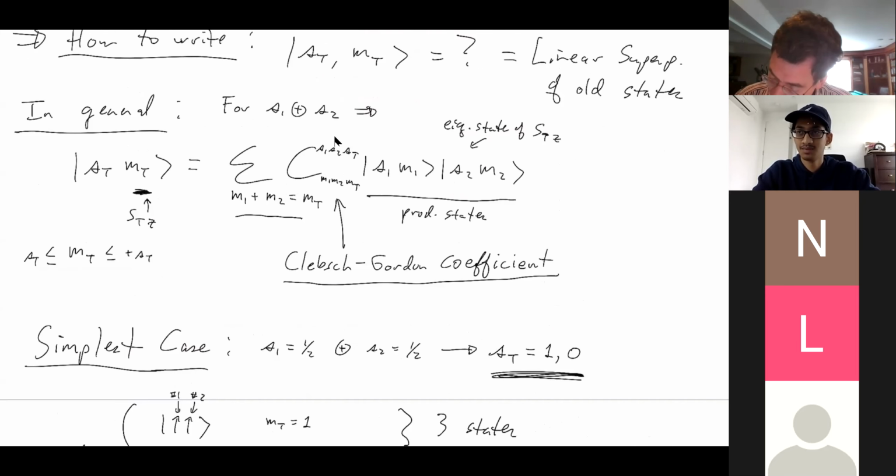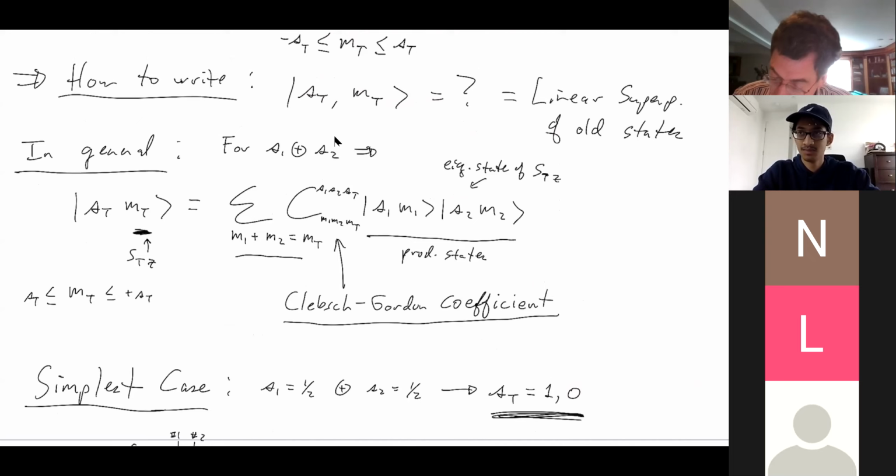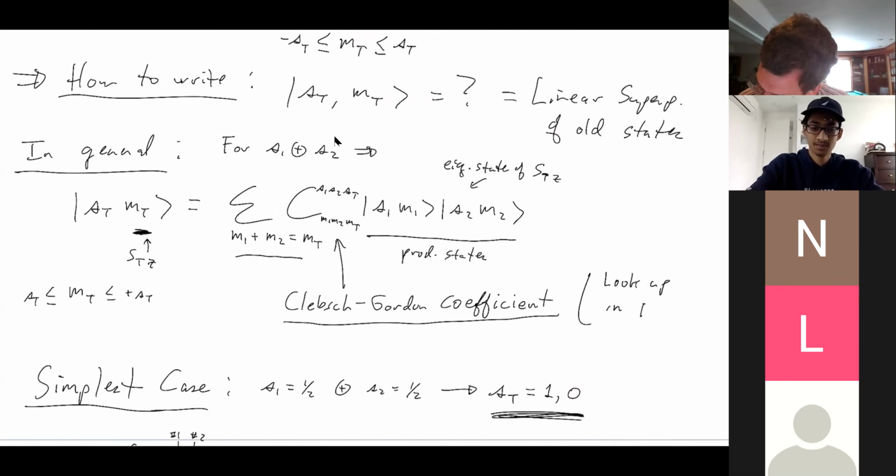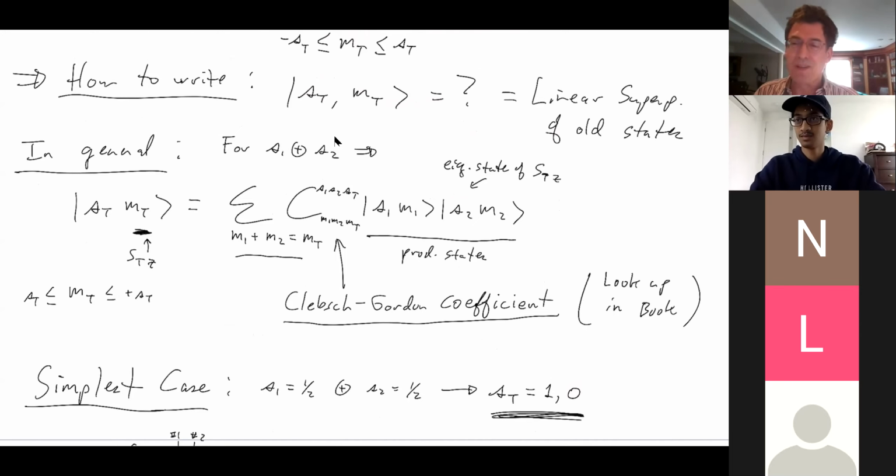And these Clebsch-Gordan coefficients, how do you get them? Mostly what you do is you look them up in a book. People typically don't derive them. You just kind of look them up.